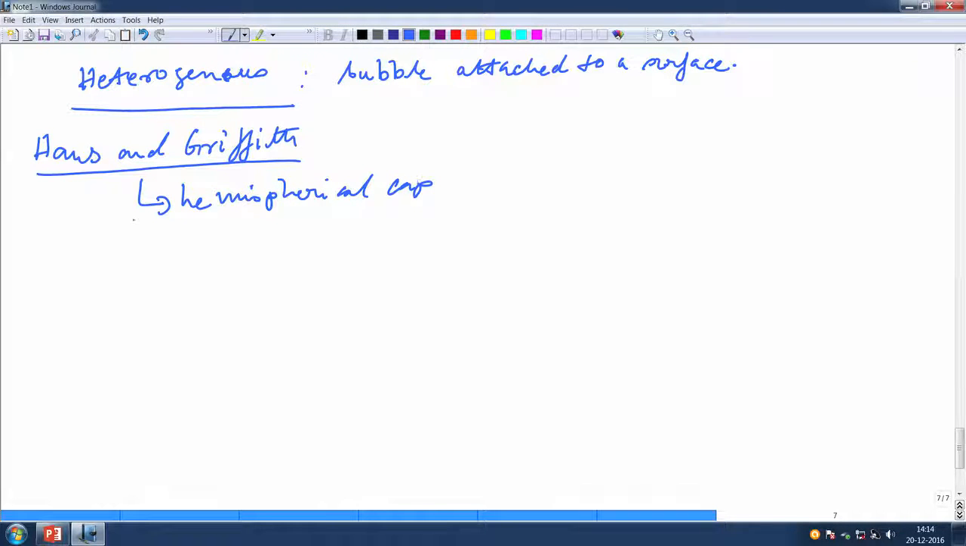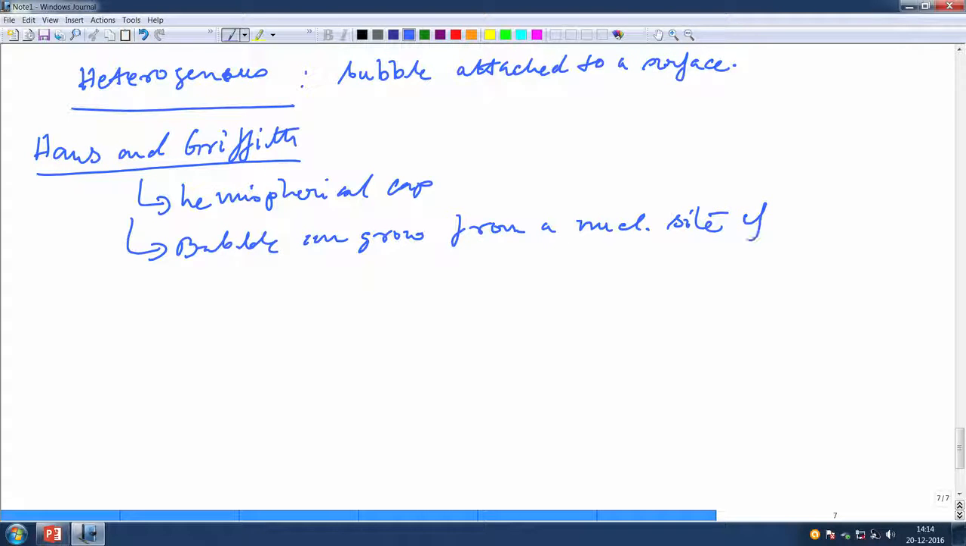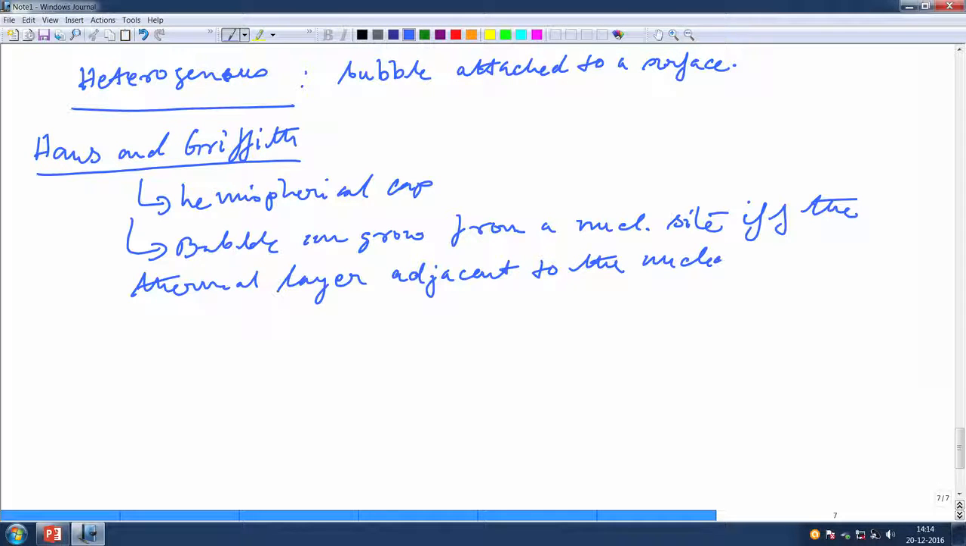I will show you the picture in just a second. And the bubble can grow from a nucleation site, which, if you recall, is like a micro crack or a crevice, if and only if the thermal layer adjacent to the nucleation site is thick.